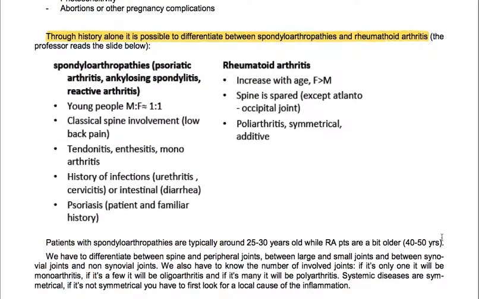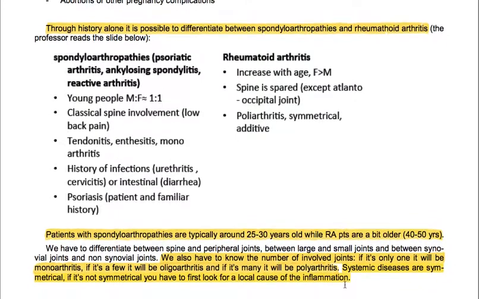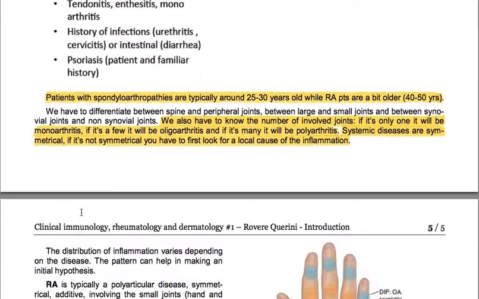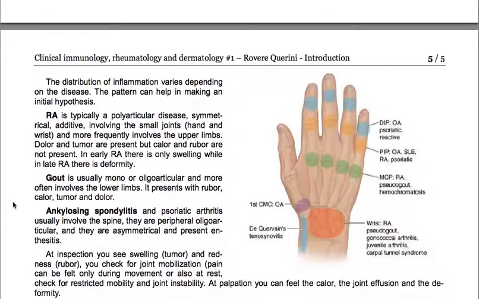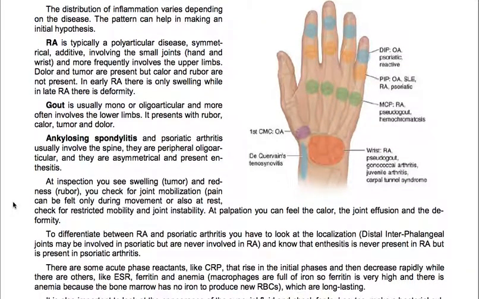We have to differentiate between spine and peripheral joints, between large and small joints and between synovial joints and non-synovial joints. You also have to know the number of the involved joints. If it's only one, it will be monoarthritis. If it's a few, it will be oligoarthritis, and if there are many, it will be polyarthritis. Systemic diseases are symmetrical. If not symmetrical, you have to first look for a cause of local inflammation. The distribution of inflammation varies depending on the disease. The pattern can help in making an initial hypothesis.